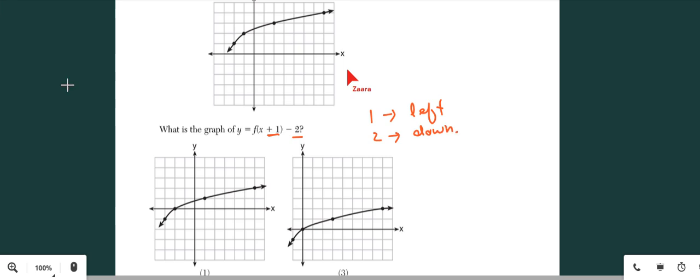1 unit left, 2 units down. Is it clear? One unit left here. No? Yeah, it is x minus h, plus k. So if it is x minus h, that means you have to move h units right. If it is f of x plus h, then you have to move h units left.